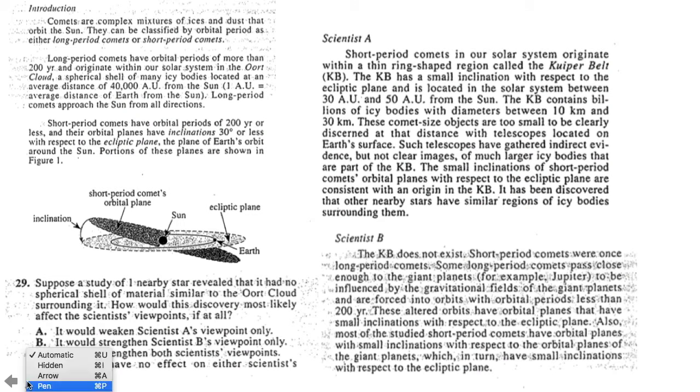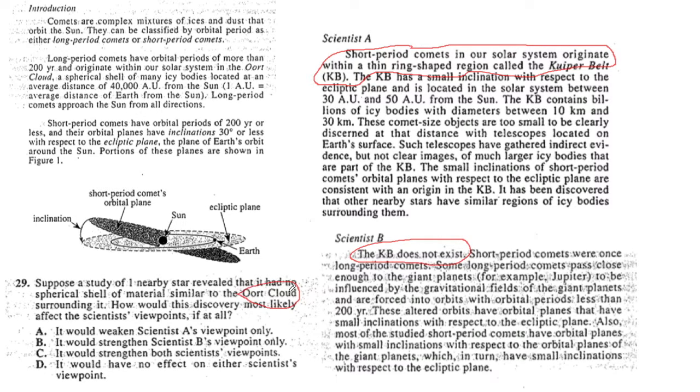So one of the best ways I found to approach comparison type questions such as these is to simply read the first couple sentences of these paragraphs. So let's look at Scientist A's viewpoint. Scientist A states that short period comets in our solar system originate within a thin ring-shaped region called the Kuiper belt. Alright, so Scientist A is saying that these comets are in this belt called the Kuiper belt. And Scientist B says the Kuiper belt does not exist. Short period comets are once long period comets. Some long period comets just pass close enough to giant planets. So Scientist B is saying the Kuiper belt does not exist. There's no such thing.